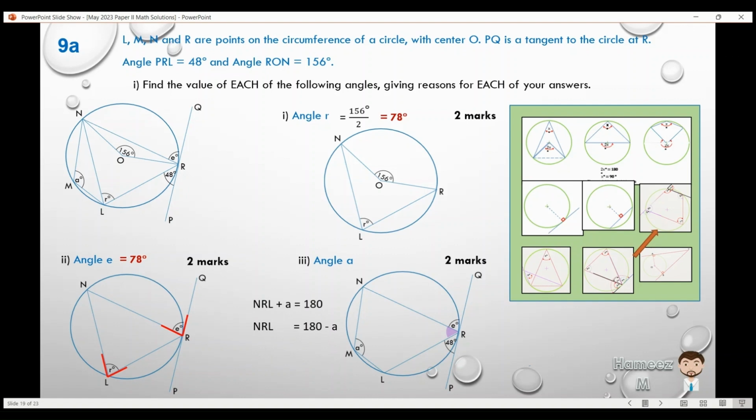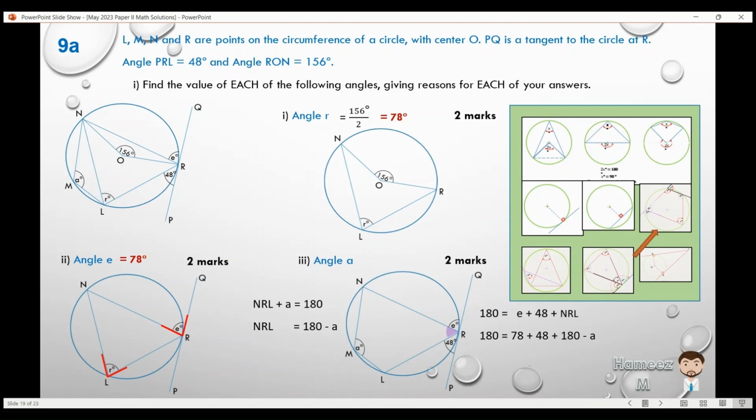And we can also notice that on the right-hand side at R, we have three angles forming a straight line. So 180, which is a straight line, would be the angle E, plus the 48, plus the purple angle, NRL. And we know NRL is 180 minus A. There are many different ways to do this. This is just one of the ways. I've tried to use what I thought was the simplest.